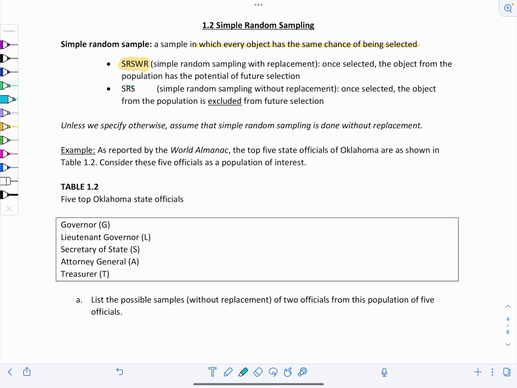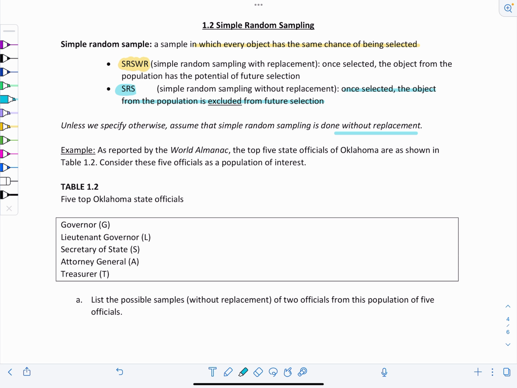The other one, when we just talk about simple random sample, by default, we assume it's done without replacement, okay? So once selected, the object from the population is excluded from future selection. So unless we specify otherwise, assume that simple random sampling is done without replacement. So basically you have a deck of cards, you pick one, you set it aside, and it cannot be chosen in the next selection, in the next draw, okay?